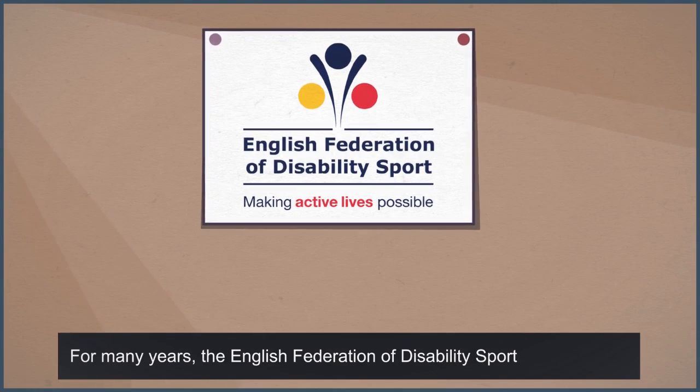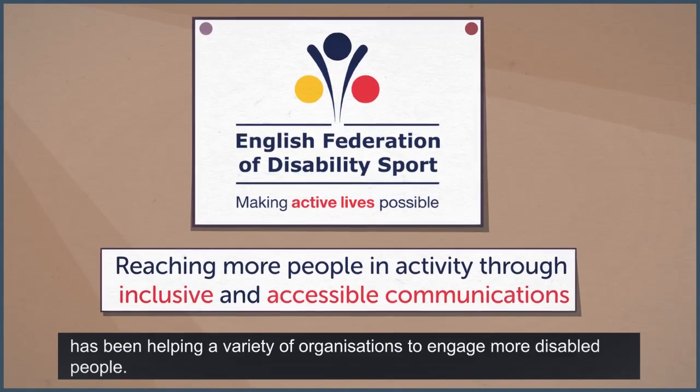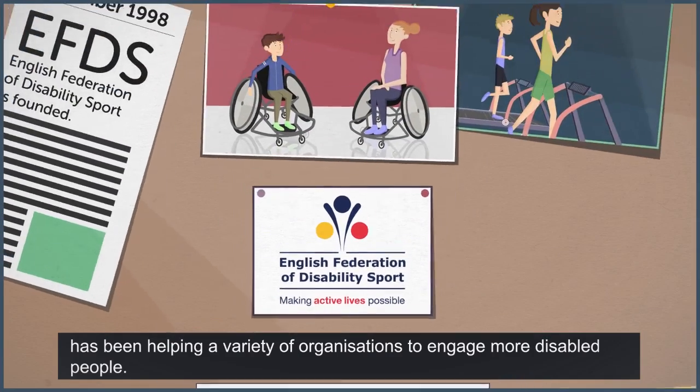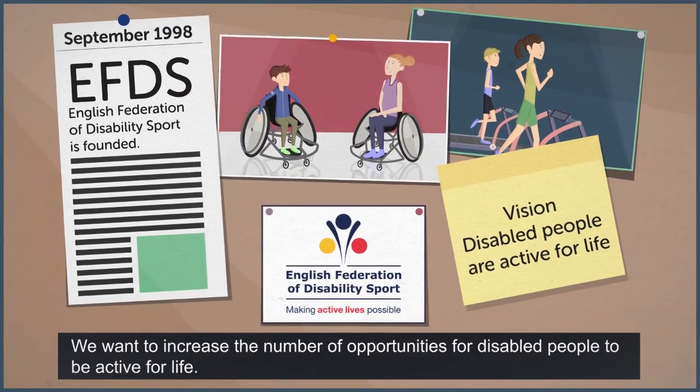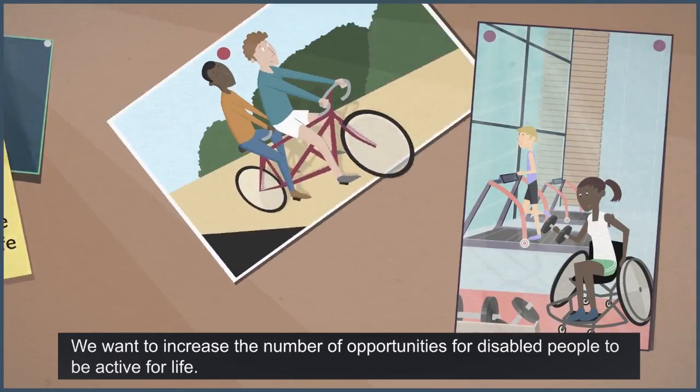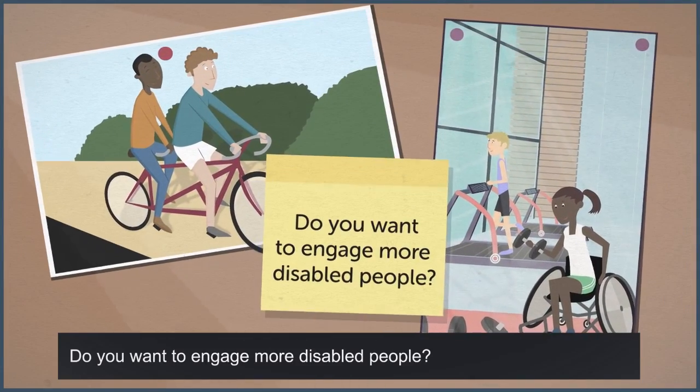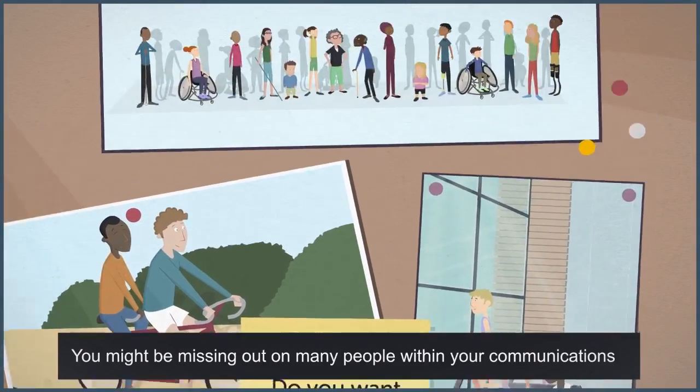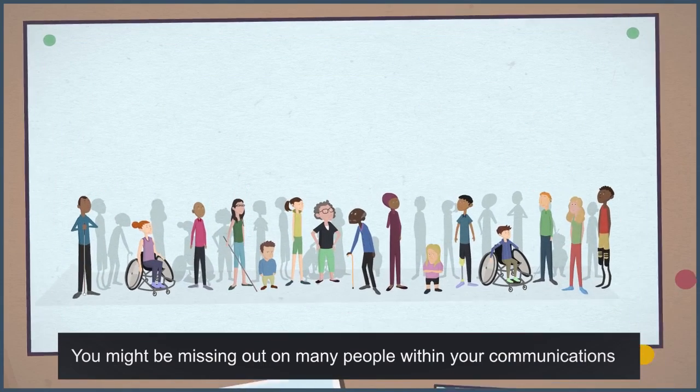For many years, the English Federation of Disability Sport has been helping a variety of organisations to engage more disabled people. We want to increase the number of opportunities for disabled people to be active for life. Do you want to engage more disabled people? You might be missing out on many people within your communications.